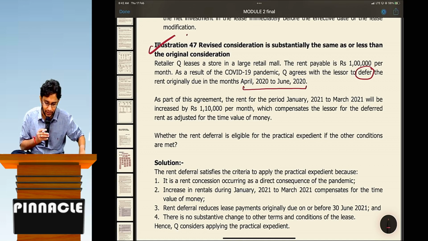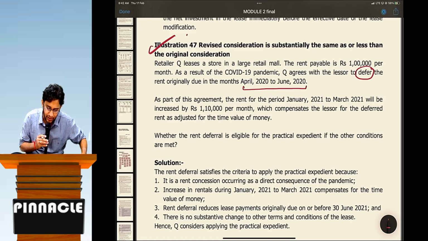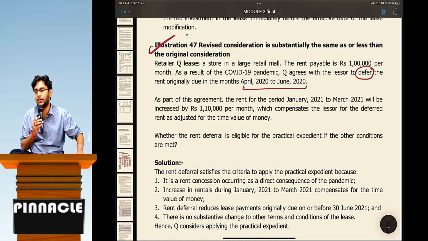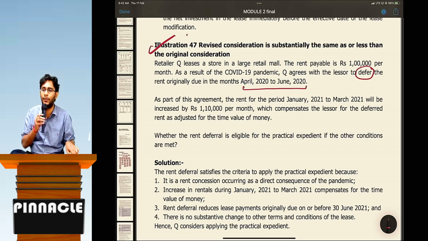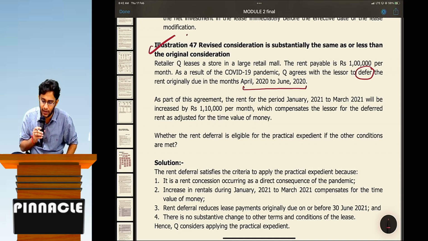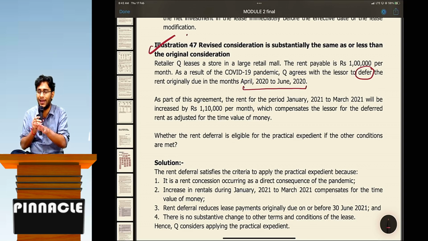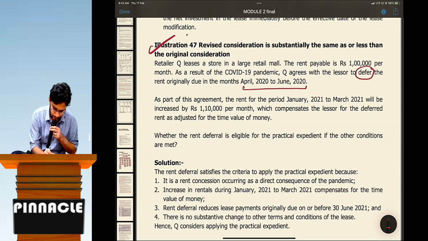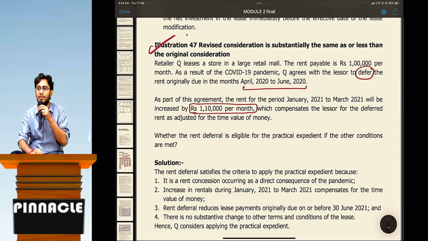As a part of this agreement, the rent for the periods Jan 21 to March 21 will be increased by 1,10,000 per month, which compensates the lessor for deferred rent as adjusted for time value of money. So normal rent is 1 lakh per month. 3 months rent I am not paying right now, that means 1 lakh, 1 lakh, 1 lakh, 3 lakhs I am not paying. These 3 lakhs, that I will pay in future indirectly. How? In the months of Jan, Feb and March, apart from the normal 1 lakh rent, extra I have to pay, 1,10,000 per month. Like that for 3 months I have to pay. That means overall I am paying 3,30,000.